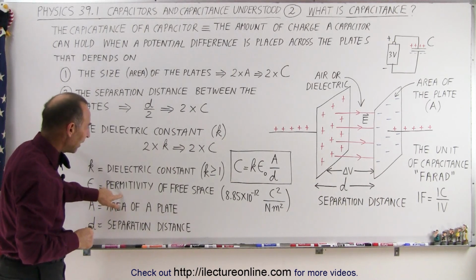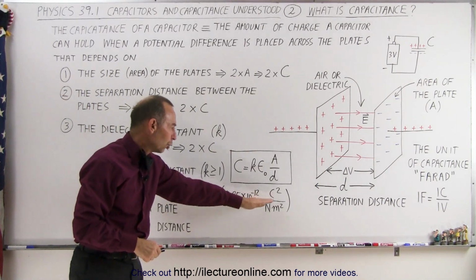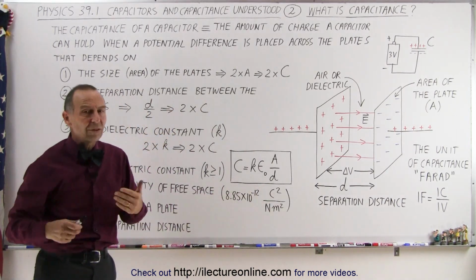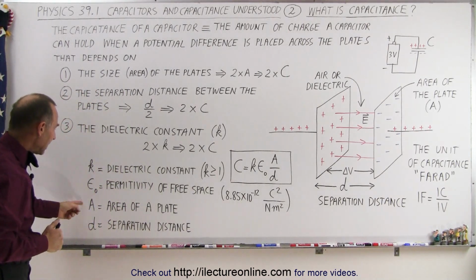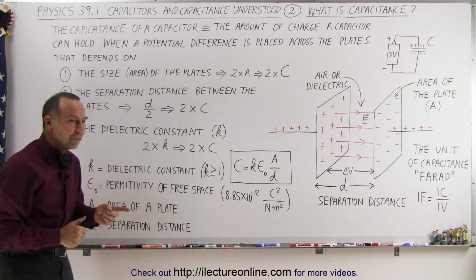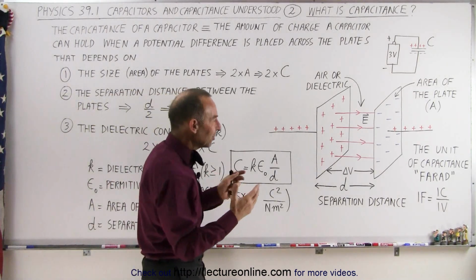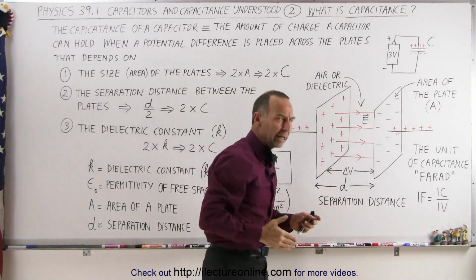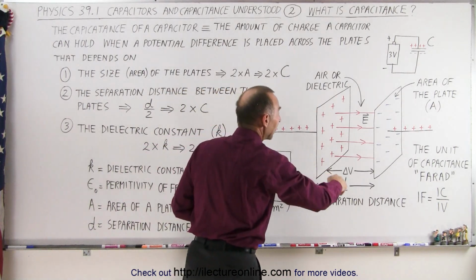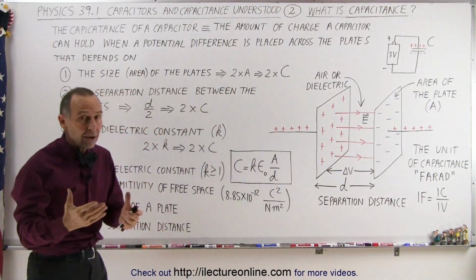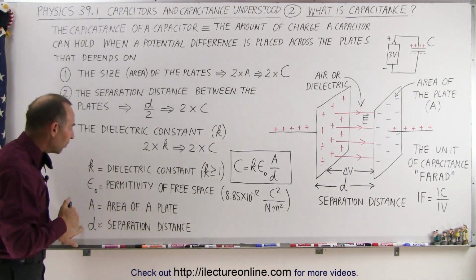The permittivity of free space, we've seen this before. Here's the number, 8.85 times 10 to the minus 12 coulombs squared per newton meter squared. That's something we saw when we dealt with the electric field and Coulomb's law. Here, A is equal to the area of one of the plates. This is sometimes confusing. Sometimes you think, don't I need to add the area of both plates together? No, in the case of this equation, it's only the area of one plate. It's assumed that the other plate has the same area, but we only take the area of that one plate.